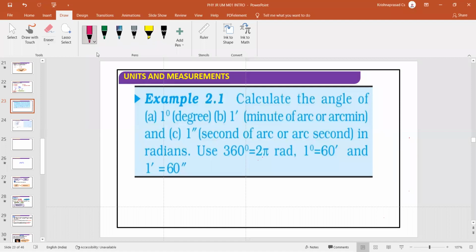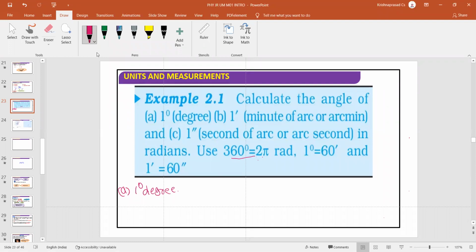First of all, we need to calculate the value of 1 degree, okay? So we need to calculate the angle in 1 degree, right? In order to calculate that, first of all, we will use this relationship: 360 degrees is equal to 2 pi rad. This relationship is an existing relationship derived by mathematicians. We don't need to change that.